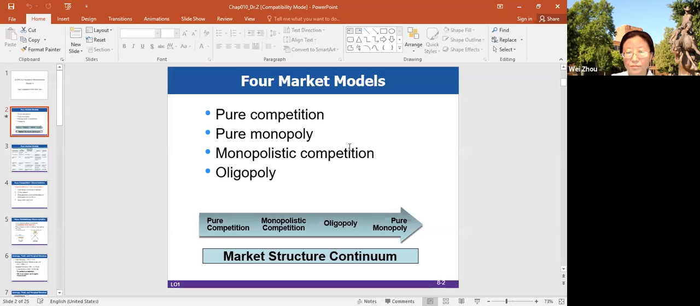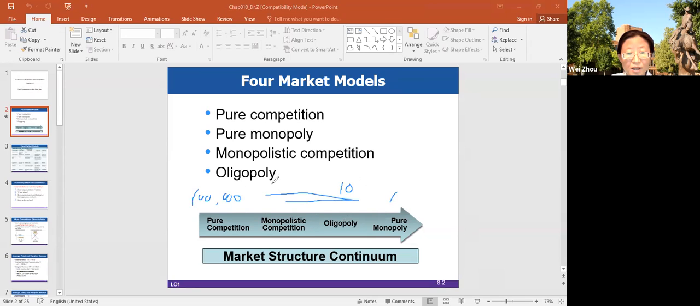All right. So in that case, we said we have two extreme situations. The first situation is you have so many sellers in this market. The second extreme situation is you only have one seller in this market. Anything between them will be either monopolistic competition or oligopoly.